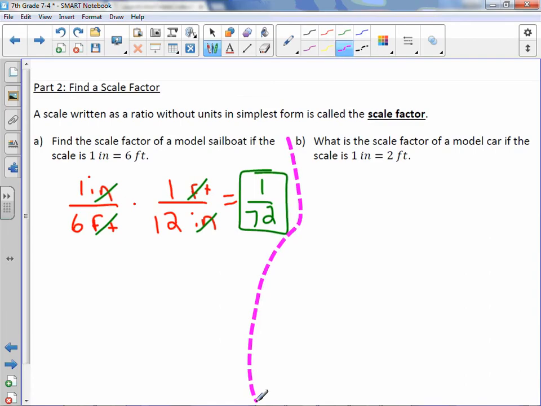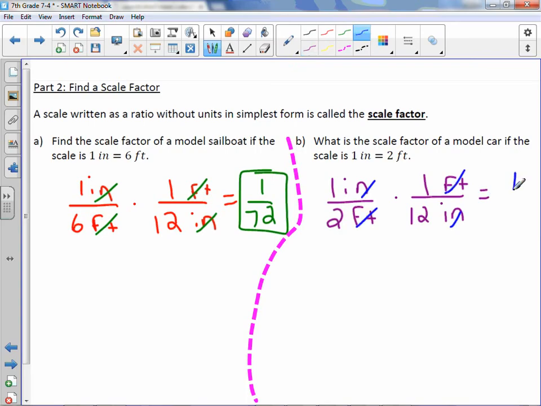Letter B. What is the scale factor of a model car if the scale is 1 inch equals 2 feet? Start by writing that as a fraction. And again, we're converting feet to inches. We want to get that 2 feet in inches. There's 1 foot over 12 inches. Again, the units cancel out, and we are left with 1 over 24.